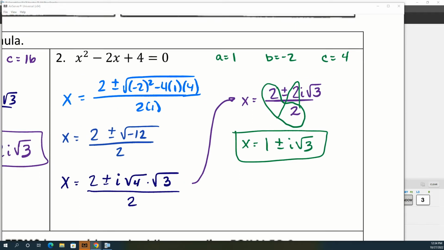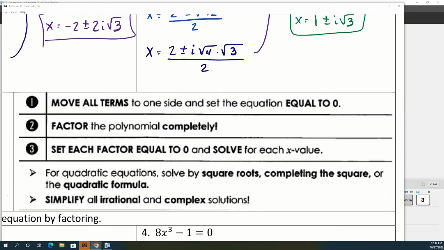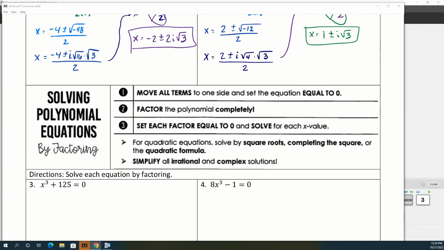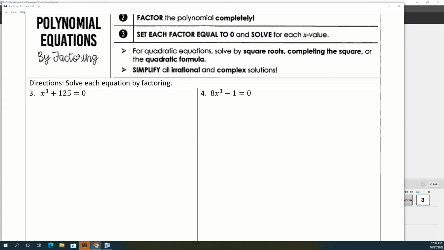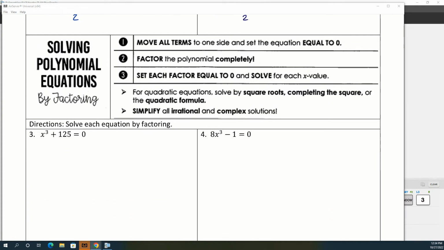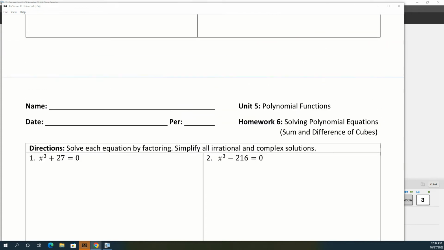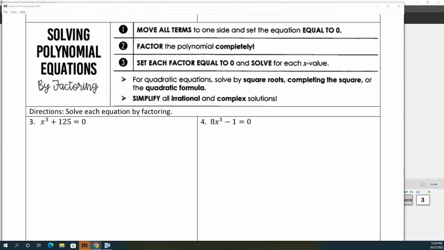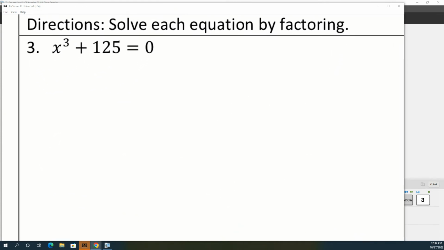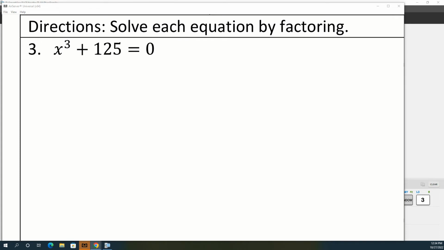So this middle part of the notes is exactly the same thing as yesterday. I just cut and pasted it from yesterday's notes to put it in the middle. And so we still, first thing, want to get everything on one side, 0 on the other. That's already done for all of these, so that's one step we don't have to do. Then we're going to factor. And in today's lesson, these are going to be the sum and difference of cubes when we factor.